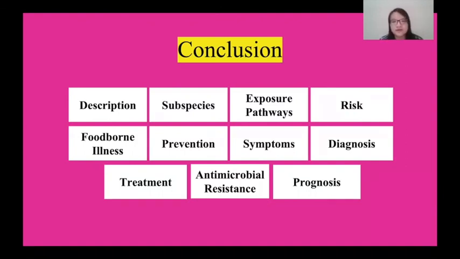Prevention of vibriosis is done by avoiding eating raw or undercooked seafood, avoiding exposure to seawater in the summer, and seeking medical attention when having symptoms. Symptoms of vibriosis vary depending on the species, but the common symptoms are watery diarrhea, abdominal cramps, nausea, vomiting, fever, and chills. Diagnosis of vibriosis includes clinical and laboratory diagnosis.